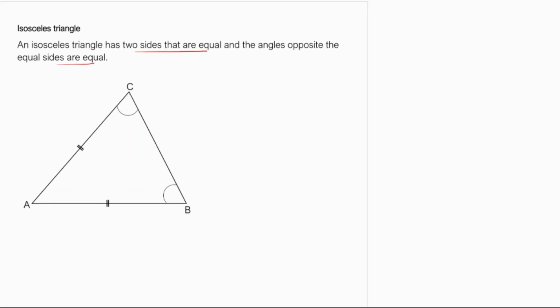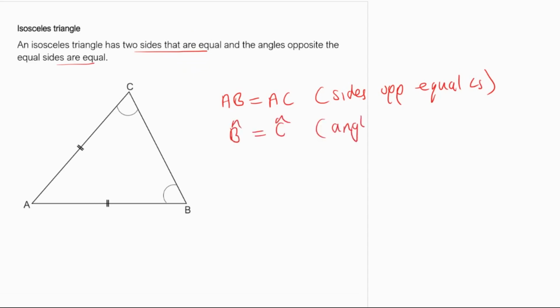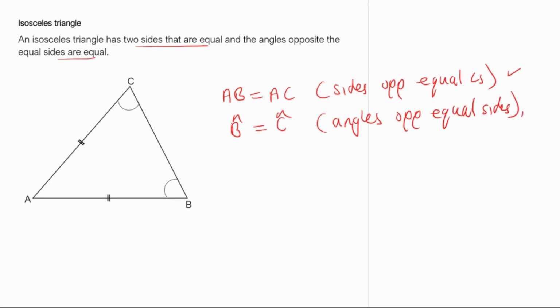For this triangle, we'll say the sides AB is equal to AC. And then the reason we write, we say sides opposite equal angles. And then you can also say angle B is equal to angle C. These are angles opposite equal sides. So take note of these two.